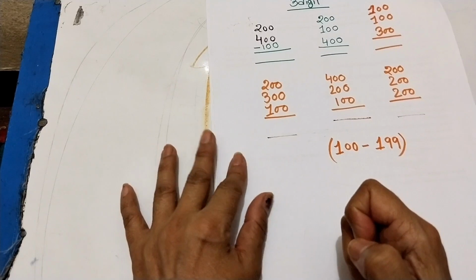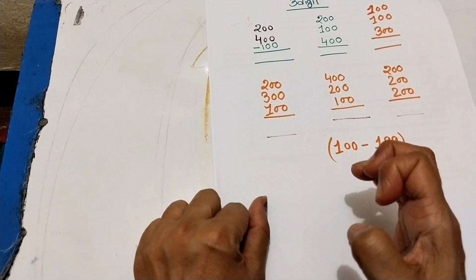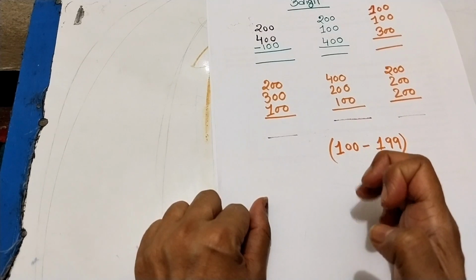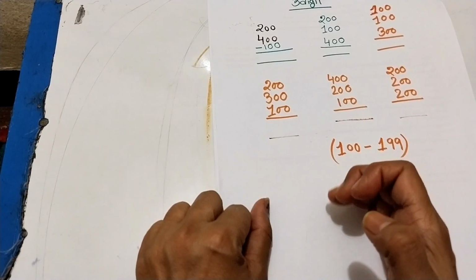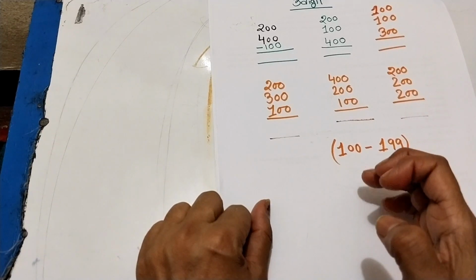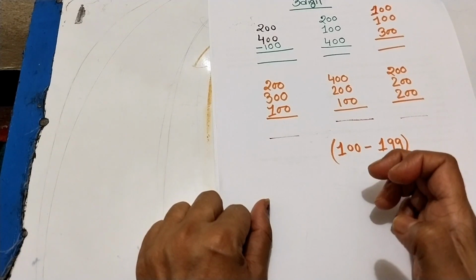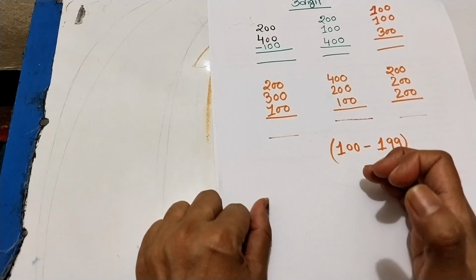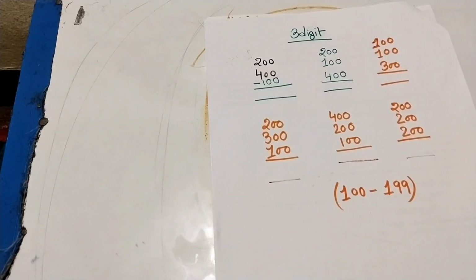Now if we count 200, this is 100, this is 200, this is 300, this is 400, this is 500, this is 600, this is 700, this is 800, and this is 900. So 900 we will count like this. 100 means this one, then 200, 300, 400, 500, 600, 700, 800, and 900 means we have to open like this. So this was the 900. We can count like this.